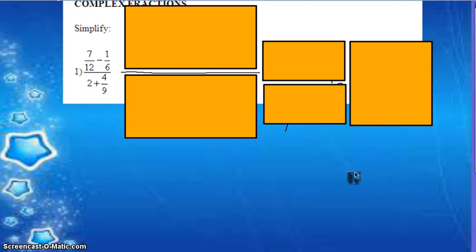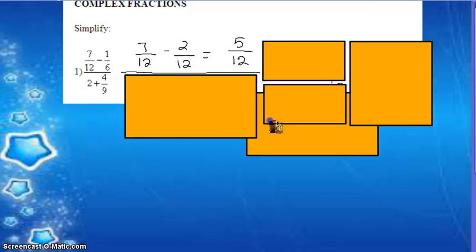So for this first problem here in your notes, you want to look at just the numerator. The 7/12 minus 1/6. You want to subtract these fractions, so you're going to need a common denominator. The LCD between 12 and 6 is 12, so you'd multiply that second fraction by 2 over 2. And we now have 7/12 minus our converted fraction 2/12, which would give us 5/12.